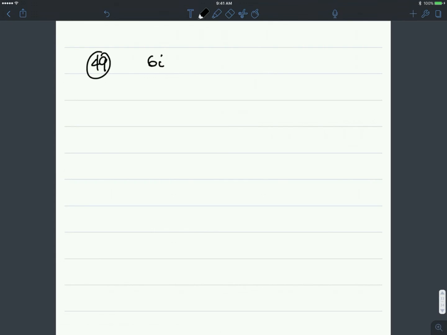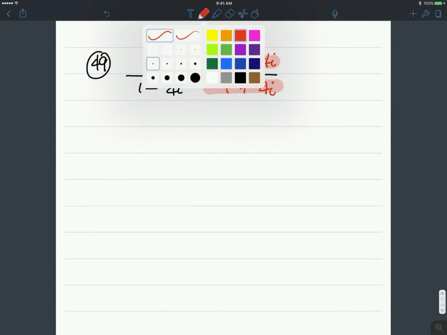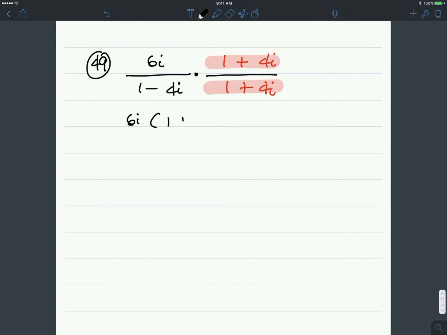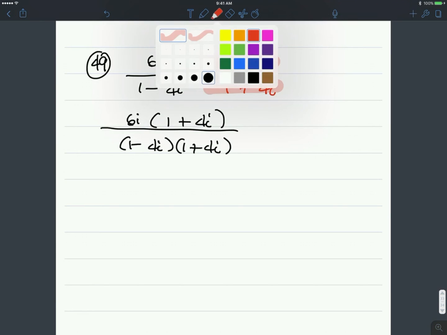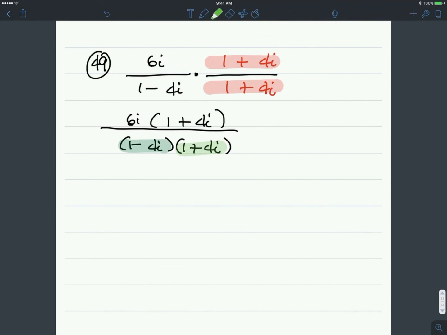Number 49: 6i over 1 minus 4i. We're going to multiply by a fraction that's equivalent to the number 1. We're going to use the conjugate of 1 minus 4i, which is 1 plus 4i. So we'll get 6i times 1 plus 4i over 1 minus 4i times 1 plus 4i. Notice again, we have 1 minus 4i and 1 plus 4i. These are conjugates.